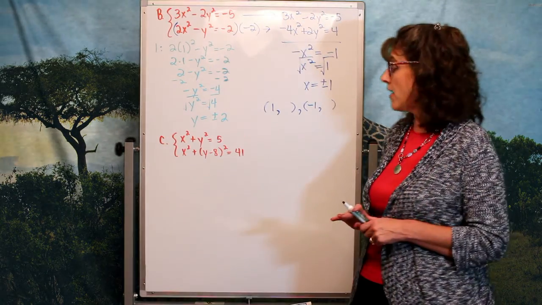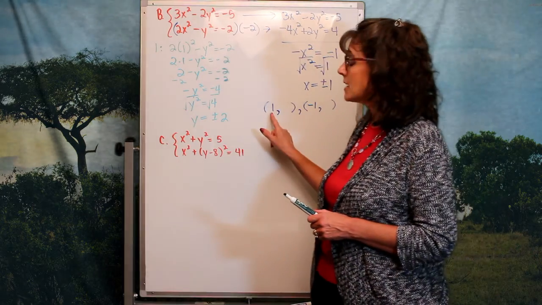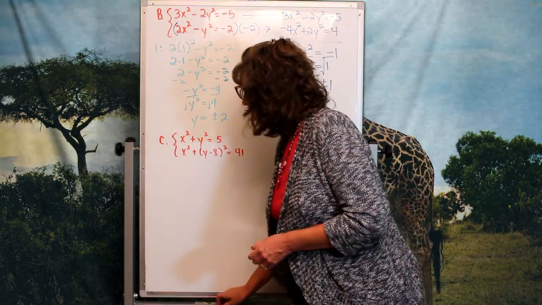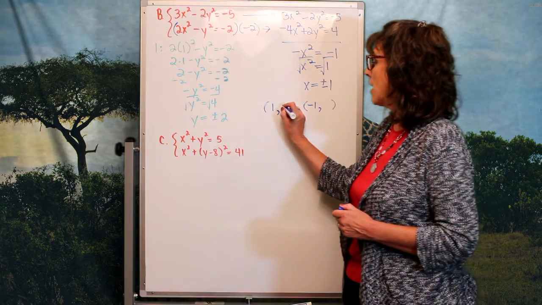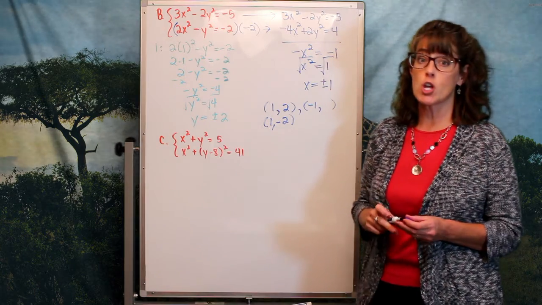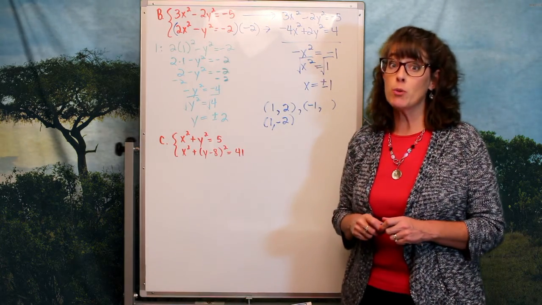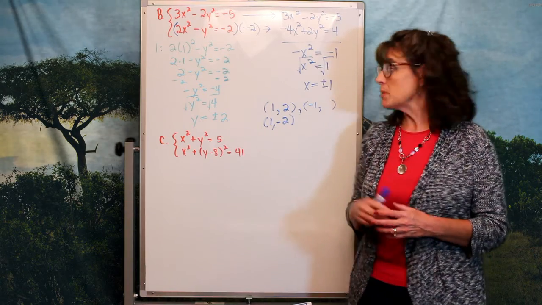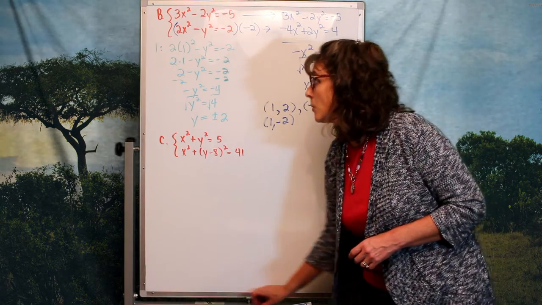Whoa, how about that? So when my x was a 1, I had two options. I had a positive 2 as one of my options, but I also had a negative 2 as one of my options. So it looks like I might end up with more. Well, I'm definitely going to end up with more than 2 solutions here. Potentially 4 solutions. So let's see what happens.